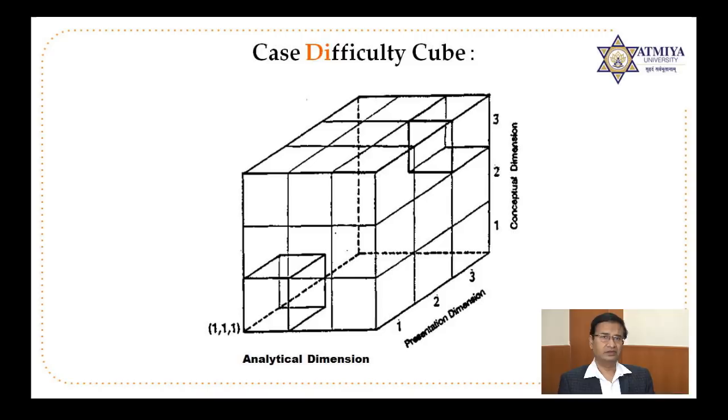Now this is one aspect of writing a case. There is another way of writing a case, that is the case difficulty cube. Why am I talking about the case dimension cube, which I refer to by the name case difficulty cube? You have seen there are three dimensions given. One is the analytical dimension, the presentation dimension, and the conceptual dimension. First I am talking about the analytical dimension. The analytical dimension talks about the type of analysis that you want the participants to do with this case. There will be a simple dimension you have kept in your case, that is a first degree of difficulty, maybe a second degree of difficulty, or maybe the third level of difficulty.